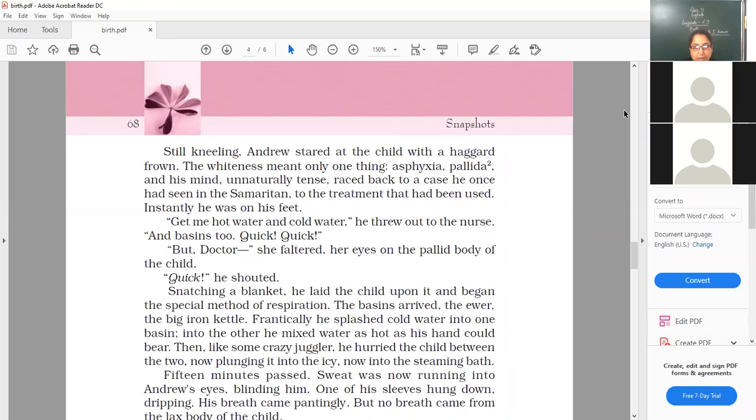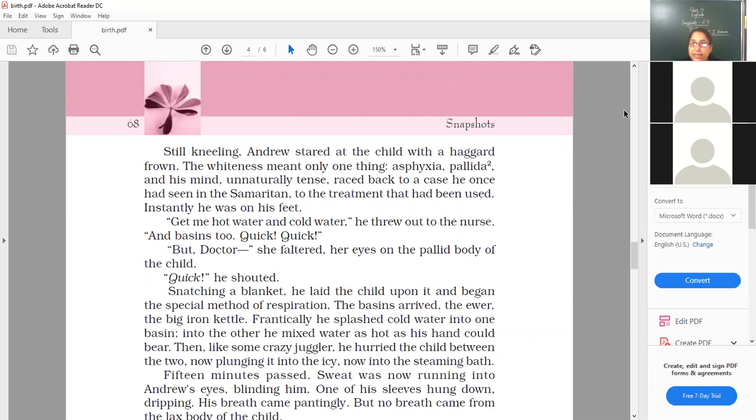He mixed water as hot as his hand could bear, because he will use both the cold water as well as the warm water. So he dipped his hand so the skin can bear, and he is going to apply it to the baby. So he checked everything.